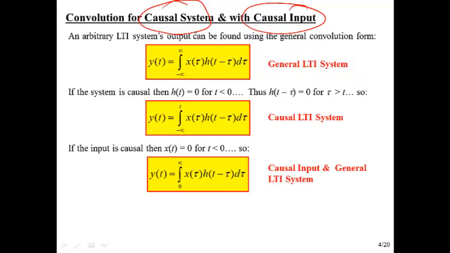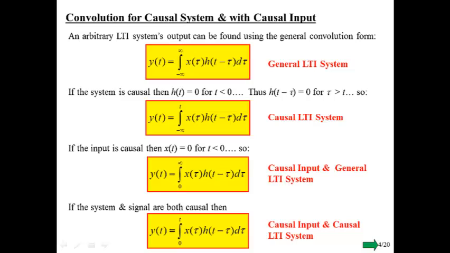And then the scenario that's most likely to show up in the cases that someone would have to analyze would be the case where the system is a causal system and the input doesn't start being non-zero until t equal to 0. And then we have both of these. We start at 0 and we stop at t. So now we have an integral over a finite range, which is a little easier to deal with.